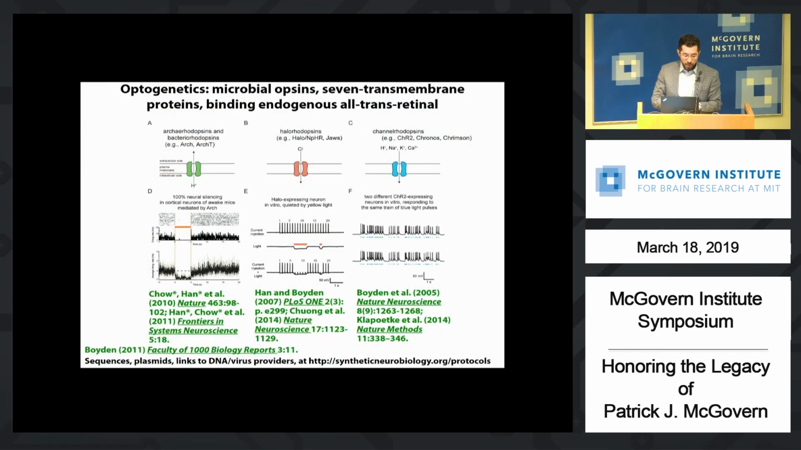So to make a long story short, what we found over the years, and this is work that's been led by many people in the group, including Brian Chow, Xue Han, Amy Chuang, Nathan Klapoetke, and others, is that members of all three of these classes of light-driven ion pump and channel can be found that are safe, effective, and fast enough to work in delicate mammalian neurons. And this is a lot of serendipity. We didn't have to engineer these molecules almost at all.